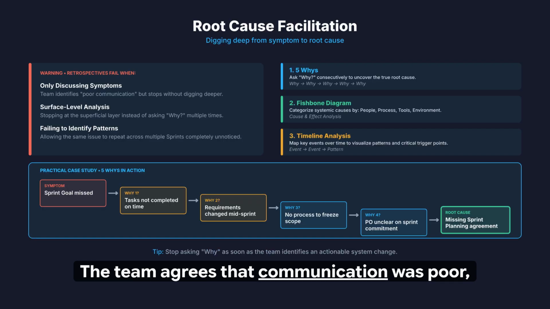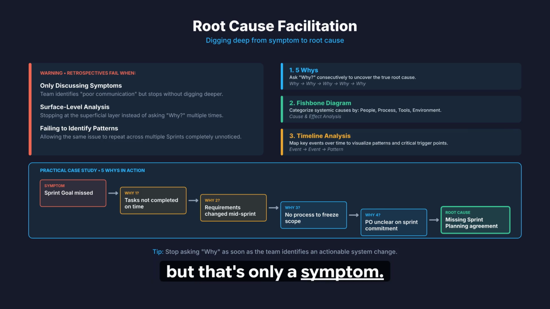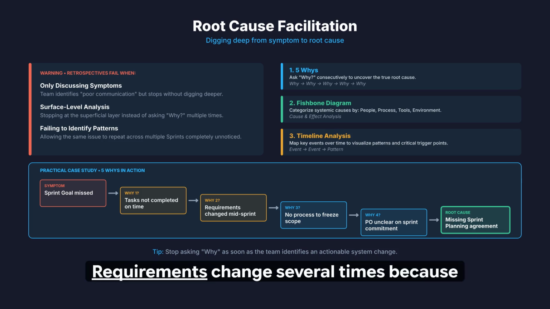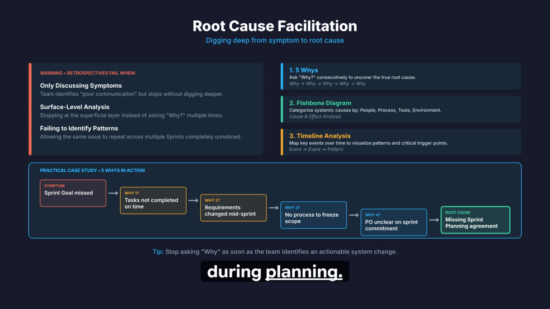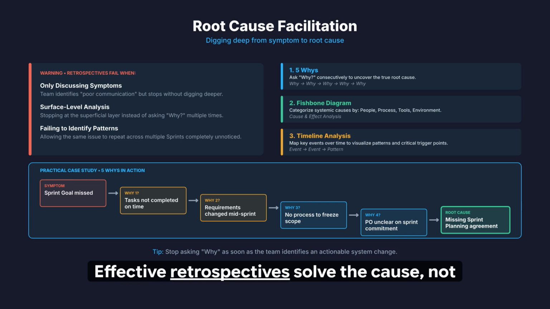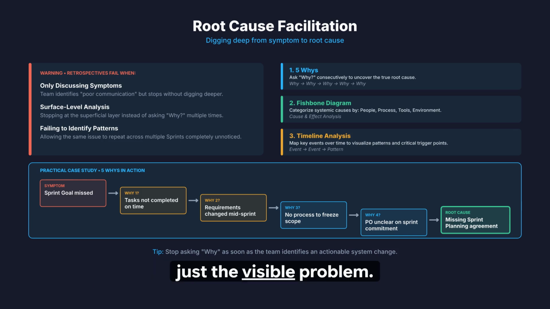The team agrees that communication was poor, but that's only a symptom. You continue asking why until the real issue appears. Requirements change several times because sprint commitments weren't clearly agreed during planning. The root cause isn't communication. It's an unclear planning process. Effective retrospectives solve the cause, not just the visible problem.